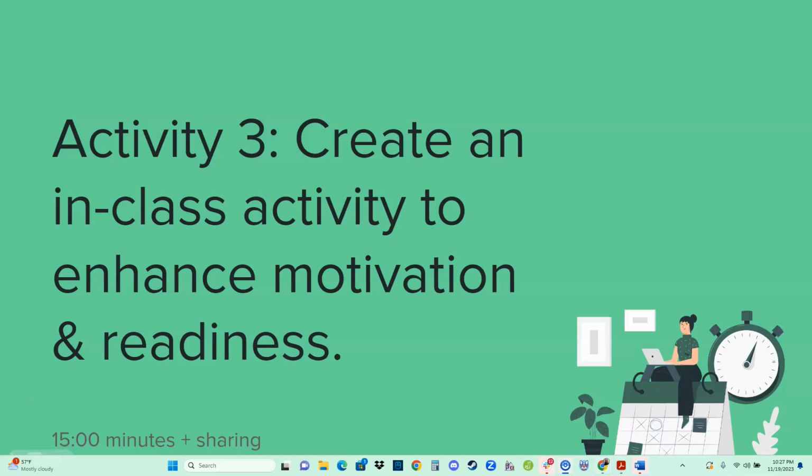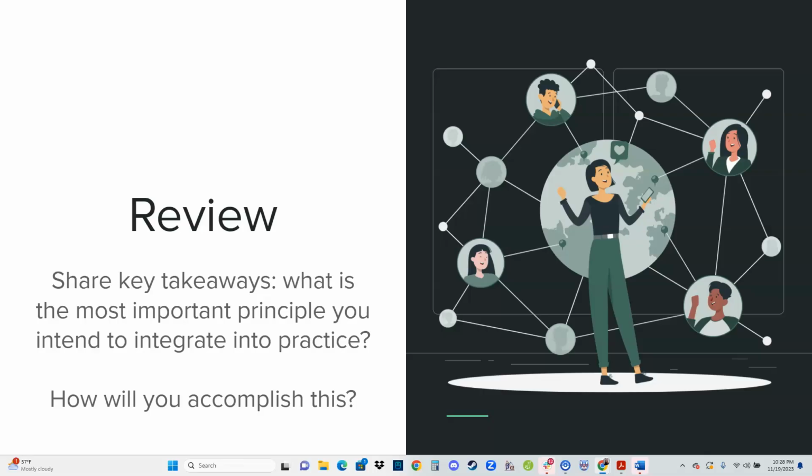So by now you've engaged in the third activity. You have shared, and we've shared ideas and critiques for all these different activities. So now we're approaching the end of the presentation here. So in review, I do want you to think about or share some of those key takeaways. So I want you to think about, what's the most important principle that you intend to integrate into your practice, and how will you accomplish this?